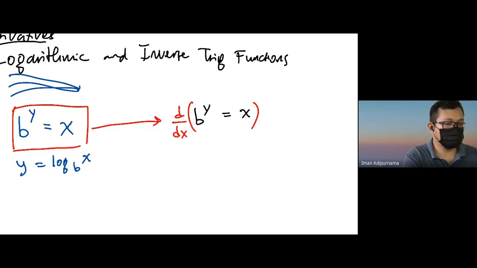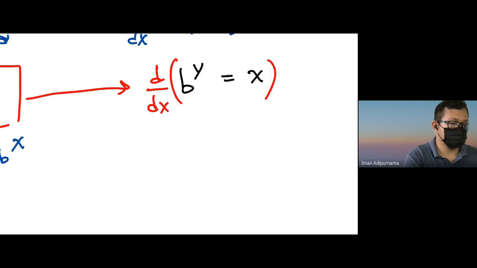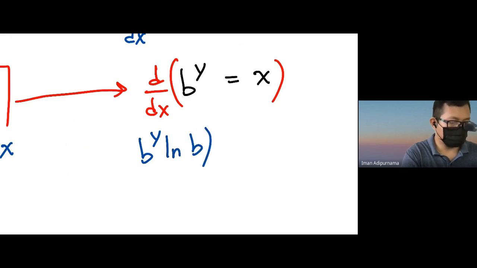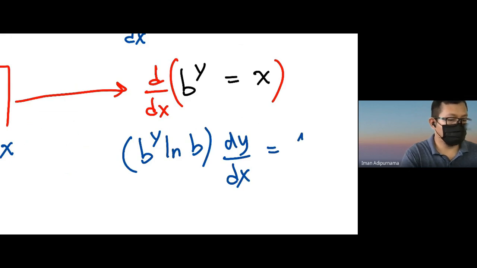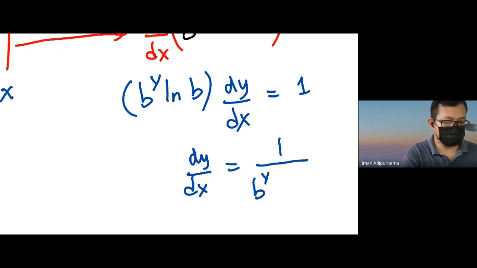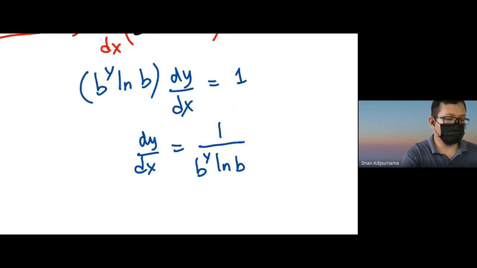Remember that when you have b to the power x, you are having b to the power x times ln b, right? So we are doing the same thing, but now it's with power of y. So this will be b with the power of y, and then ln b, of course, and then dy dx. And the other one will be 1. So dy over dx will be 1 over b power of y ln b, or we can write it as 1 over x ln b.